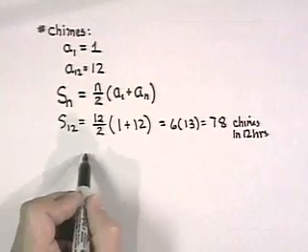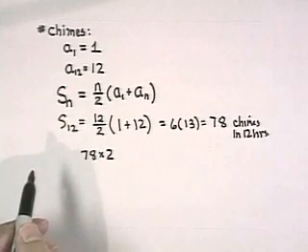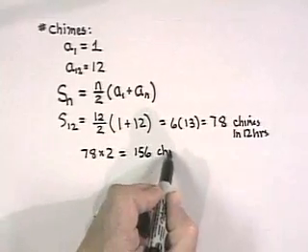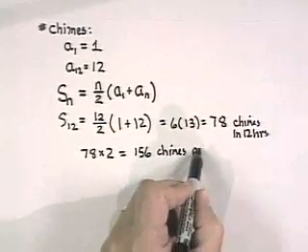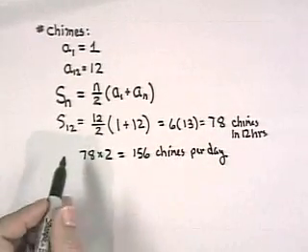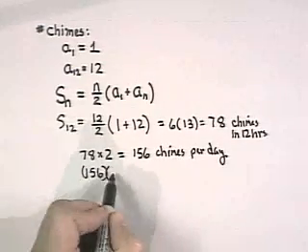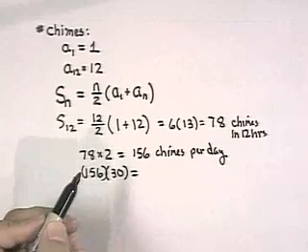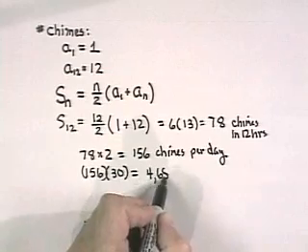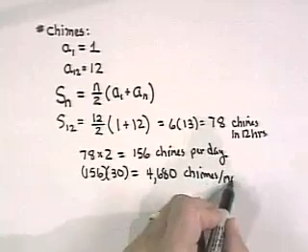That means it will do those 78 chimes twice each day, so that's 156 chimes per day. And if we assume that our month is 30 days, that'll be 156 times 30, which turns out to be 4,680 chimes per month.